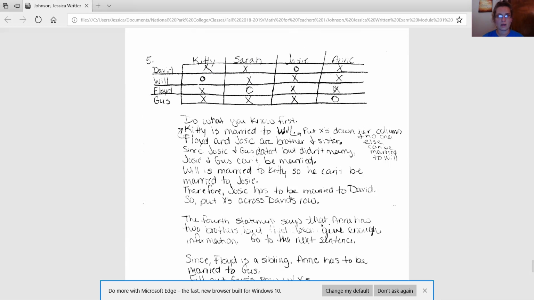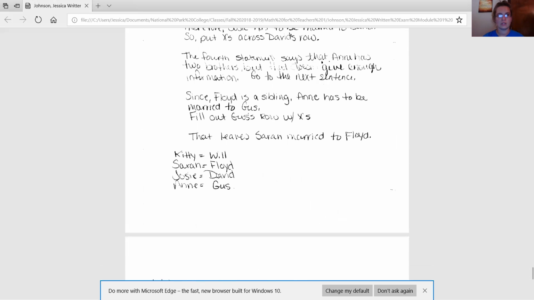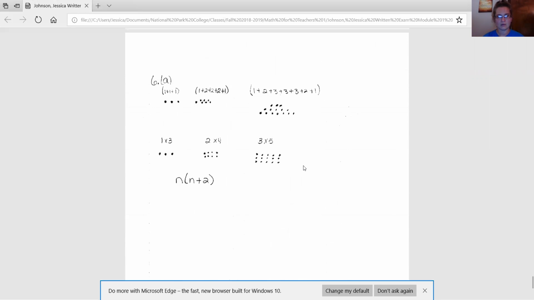So you're taking what information you have and plugging it into a chart to help come up with a solution. So Kitty is married to Will, Sarah is married to Floyd, Josie is married to David, Annie is married to Gus. And then we're going to talk about trapezoidal numbers.